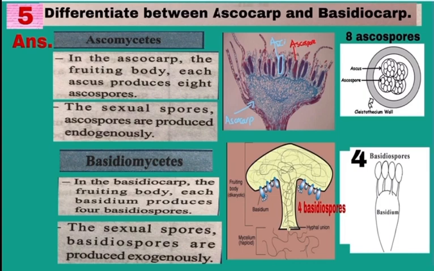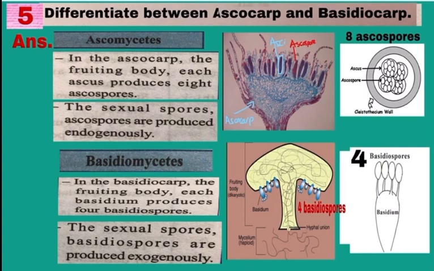They are fruiting bodies having asci, and each ascus produces 8 ascospores. You can see 8 ascospores in the diagram. And these sexual spores or ascospores develop endogenously, means they develop inside the ascus.